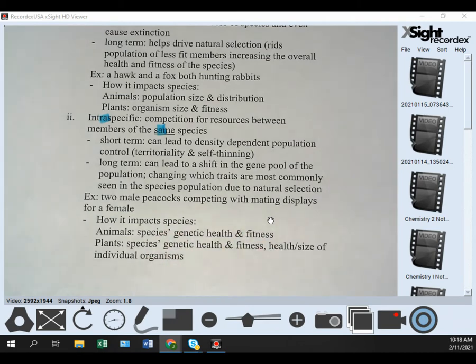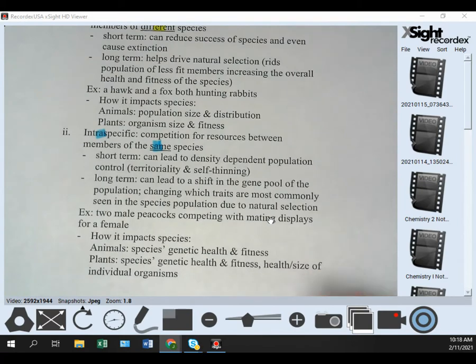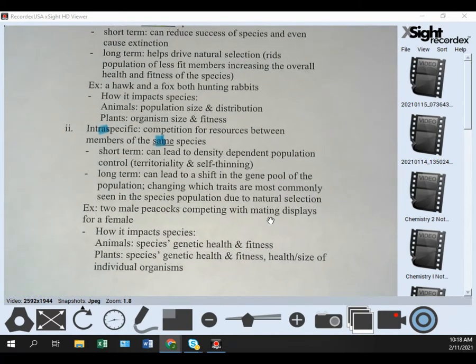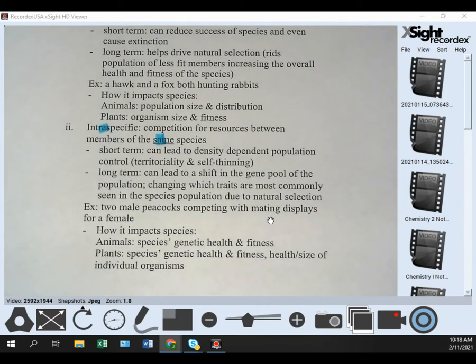But in reality, that doesn't affect it as much as it does in plants and stuff. So okay, intraspecific. Over the short term, it can lead to density-dependent population control, territoriality, and self-thinning.